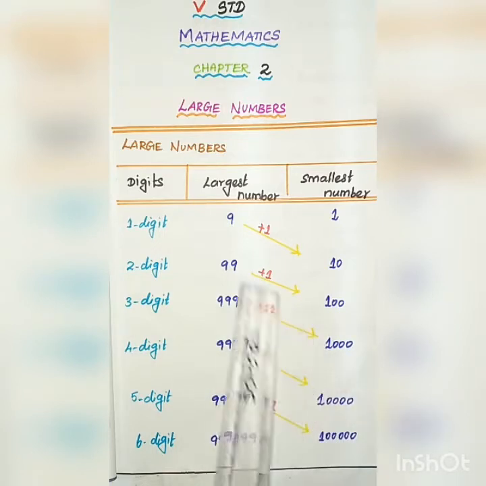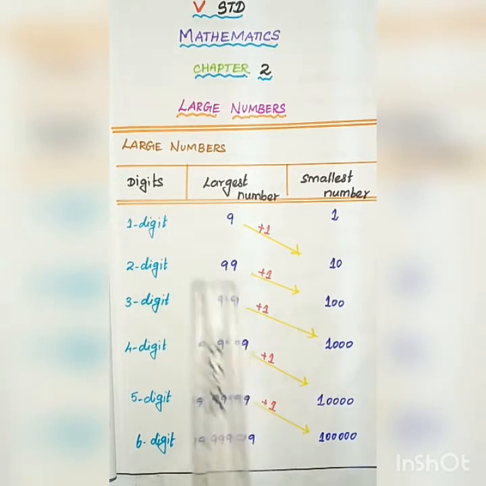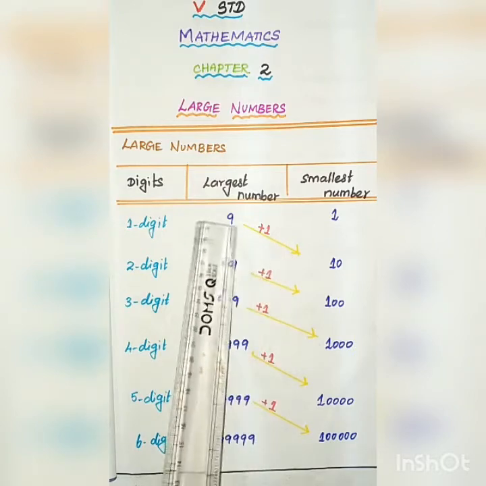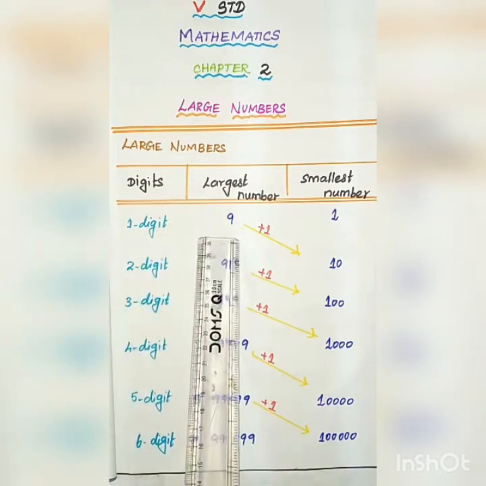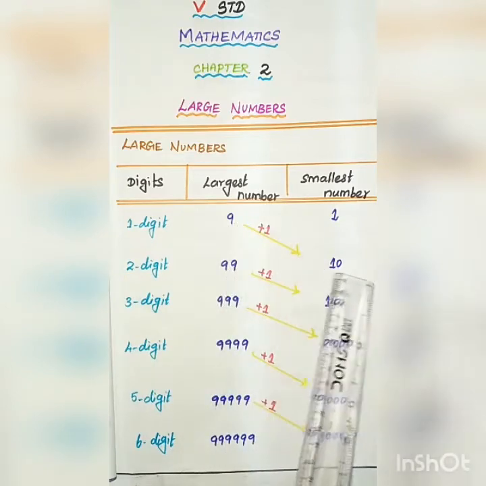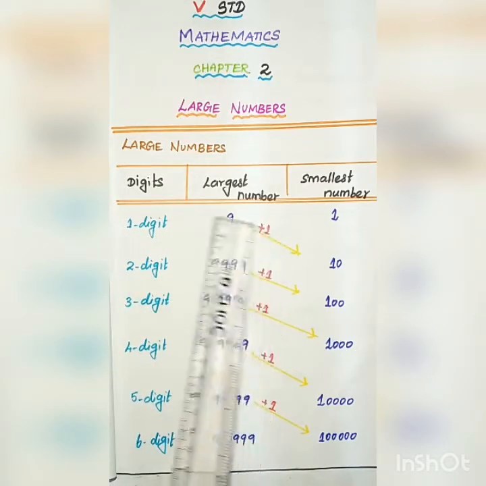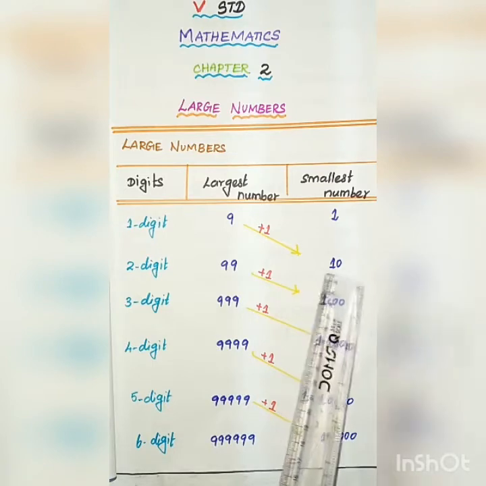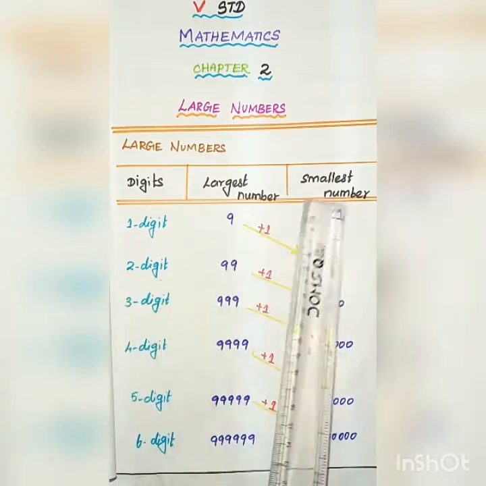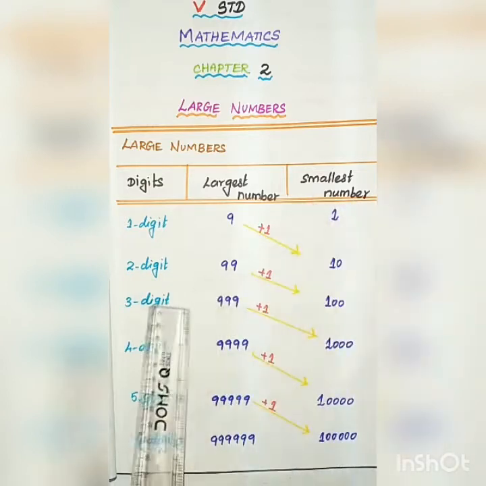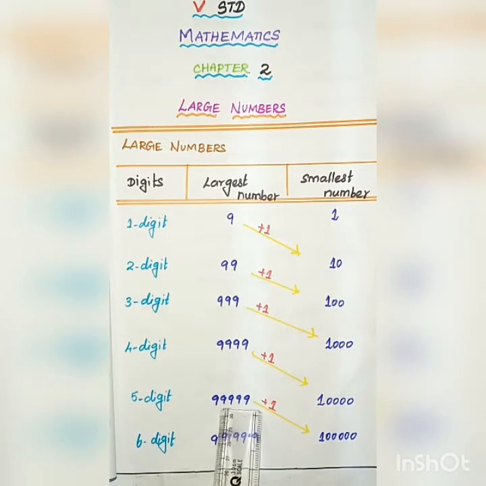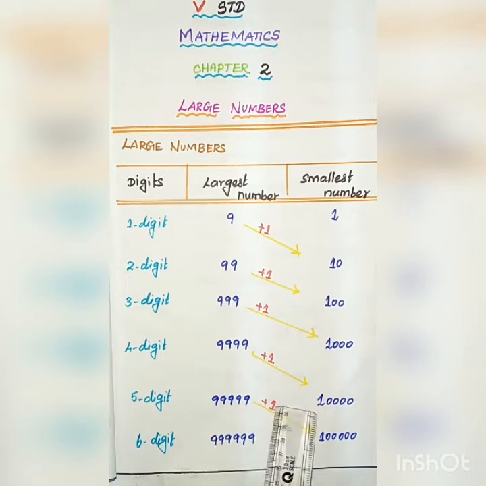From this you learn that when you add 1 to the 1 digit largest number, you get the 2 digit smallest number. Here, the 1 digit largest number is 9. When you add 1 to this 9, you get 10. What is 10? 10 is the 2 digit smallest number. Like this, for example, when you add 1 to the 5 digit largest number, you get the 6 digit smallest number. Like this it will go on.